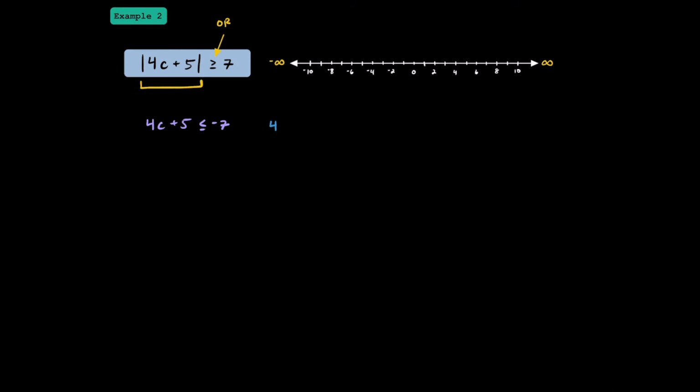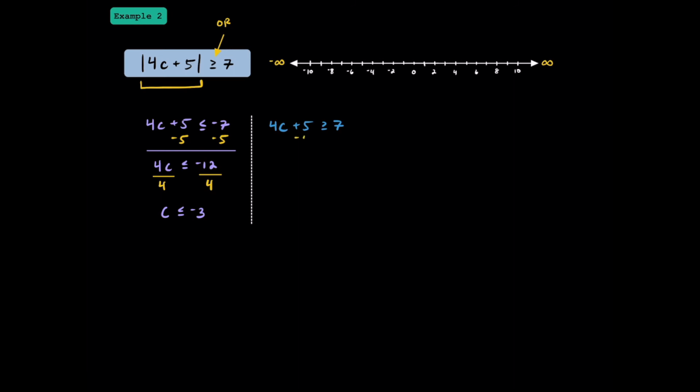On the positive side of the number line, we can say 4c + 5 is going to be greater than or equal to positive 7. We say greater than or equal to positive 7 because numbers like 7, 8, 9, 10, and 11 are all numbers that are 7 or more units away from 0. To solve our inequality on the left, let's start by subtracting 5 from both sides. We're going to get 4c is less than or equal to negative 12. Dividing both sides by 4 here, we'll find that c is less than or equal to negative 3.